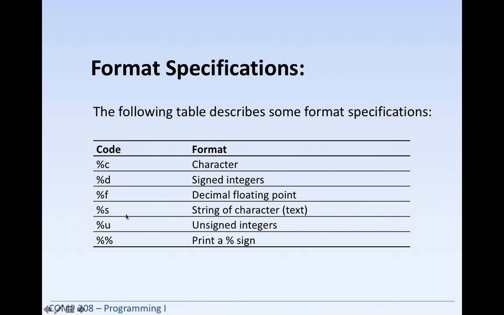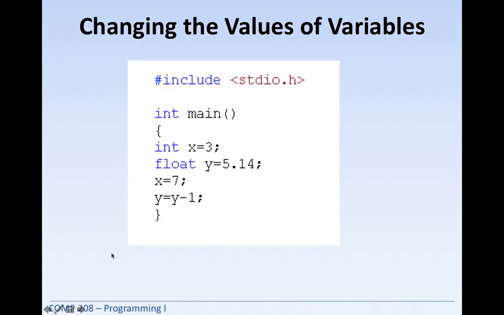%s is a string of characters, %u is an unsigned integer, so that if you give it a negative value, unsigned is always positive. So if I give it a negative value, it will be replaced always with a positive one. So this is format specification. You're specifying that it's an unsigned integer, which means it doesn't have a sign. That's the absolute value of the number. %% prints actually a % sign. That's it about this table.